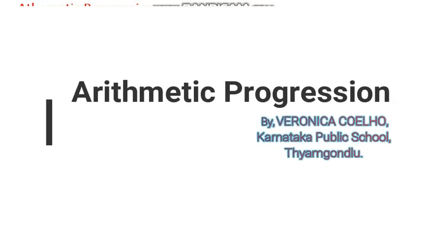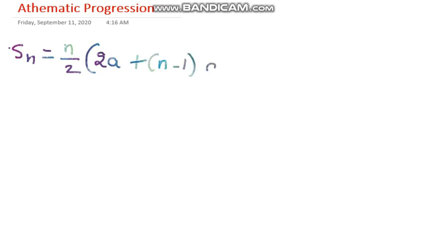Today we are going to learn the sum of the first n terms of an arithmetic progression, and the formula is Sn is equal to n by 2 into (2a plus (n minus 1) into d).